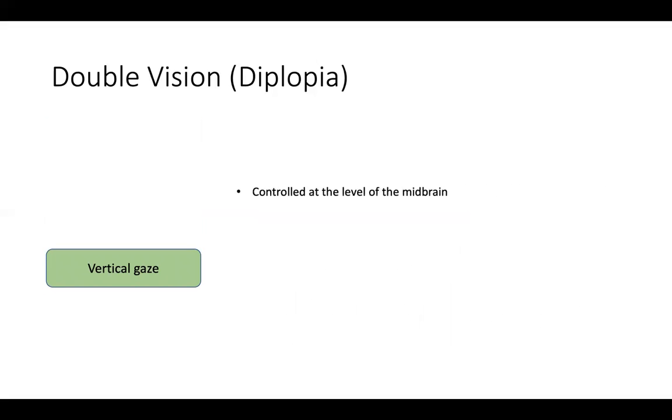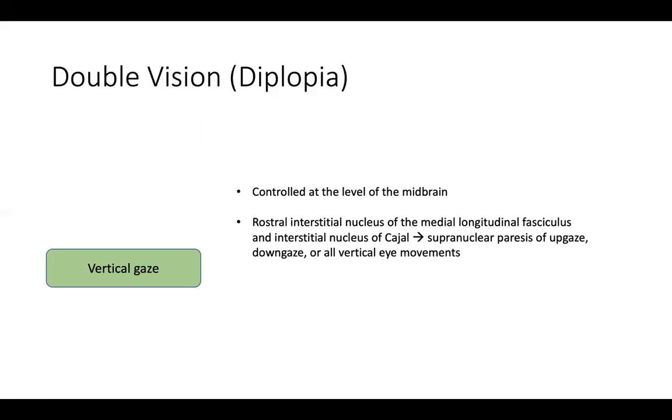Vertical gaze is controlled at the level of the midbrain. The neuronal circuits affected in disorders of vertical gaze are not fully elucidated, but lesions of the rostral interstitial nucleus of the medial longitudinal fasciculus and the interstitial nucleus of Cajal cause supranuclear paresis of upgaze, downgaze, or all vertical eye movements. Distal basilar artery ischemia is the most common etiology.